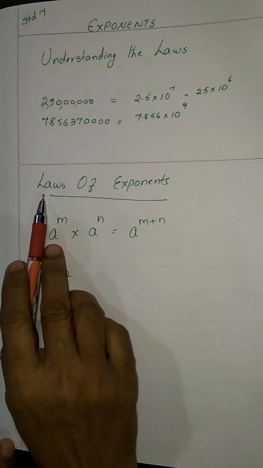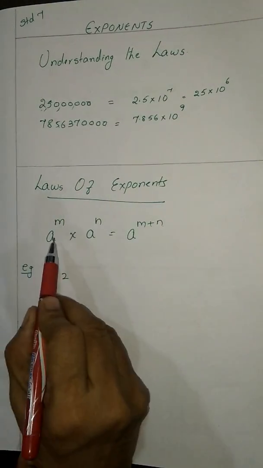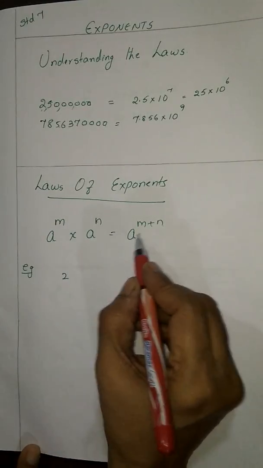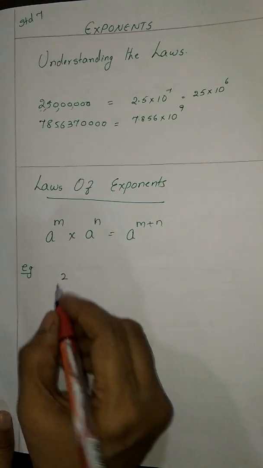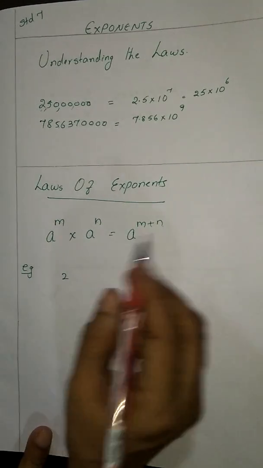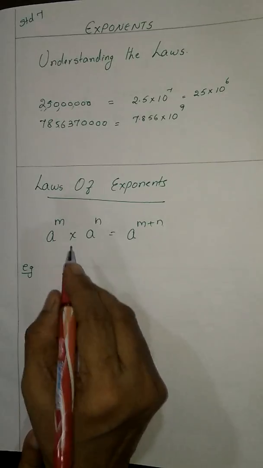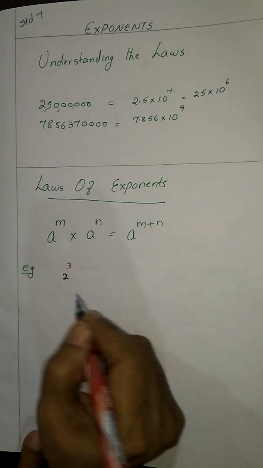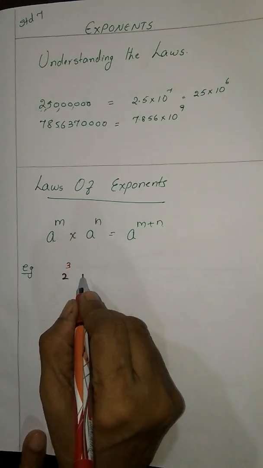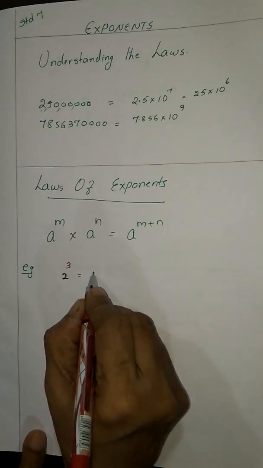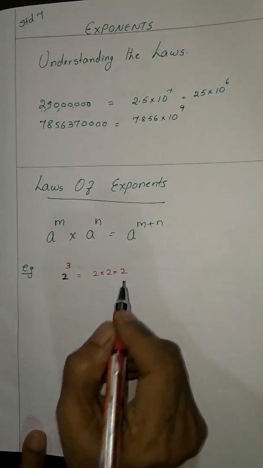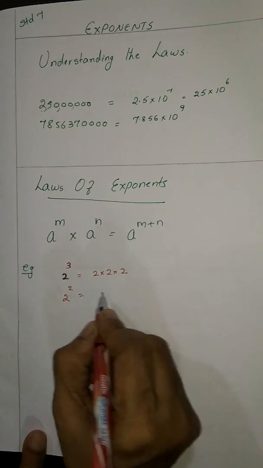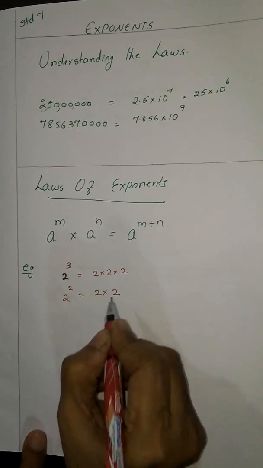Now let us understand the laws of exponents. The first law is a to the power of m into a to the power of n is equal to a to the power of m plus n. If you understand the concept, then it will be very easy to memorize. So let us take 2 to the power of 3, which is equal to 2 into 2 into 2, and 2 to the power of 2 is equal to 2 into 2.